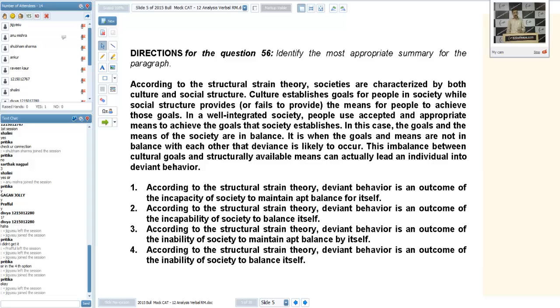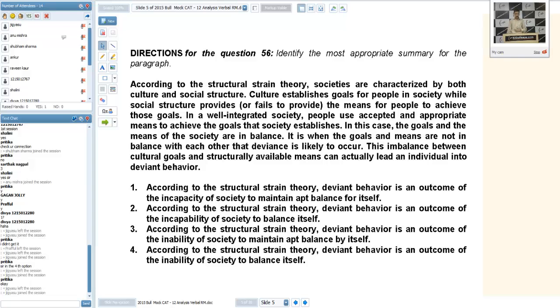It is when goals and means are not in balance with each other, meaning I want to achieve something and I'm not able to find suitable means to achieve it, that deviance is likely to occur. Now, I may adopt unfair means. I may go out of my way to achieve my so-called passion. This imbalance between cultural goals and structurally available means can lead an individual into deviant behavior. Then we start behaving abnormally. That is the entire story of the question. So we need to sum this up. Pick your choice, guys.